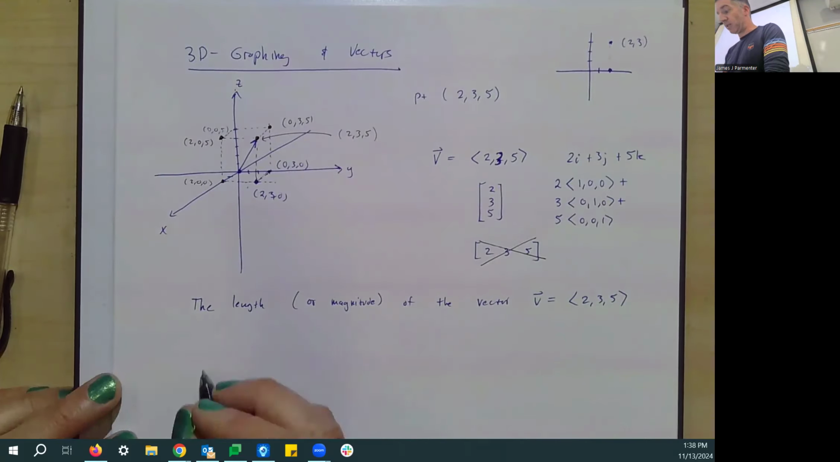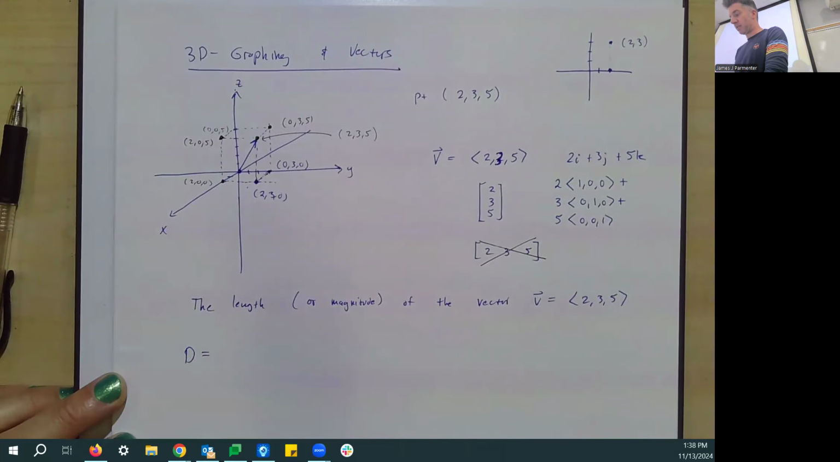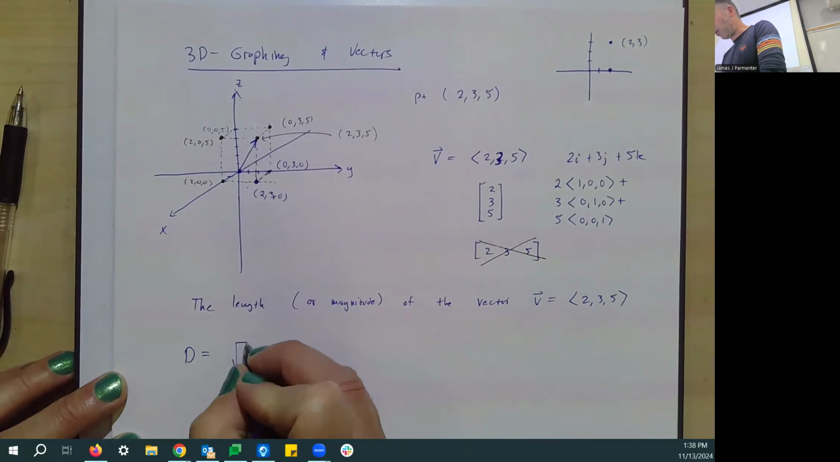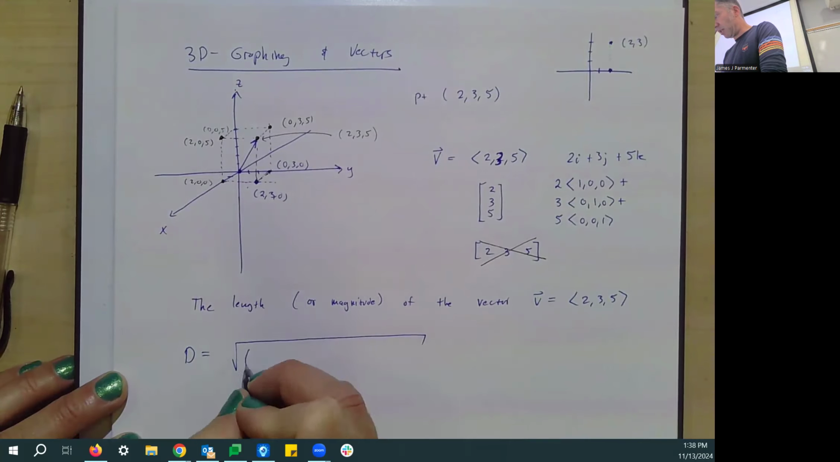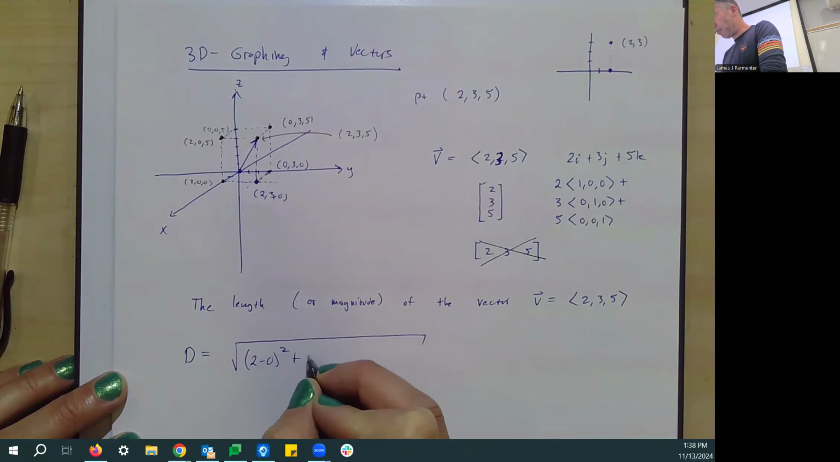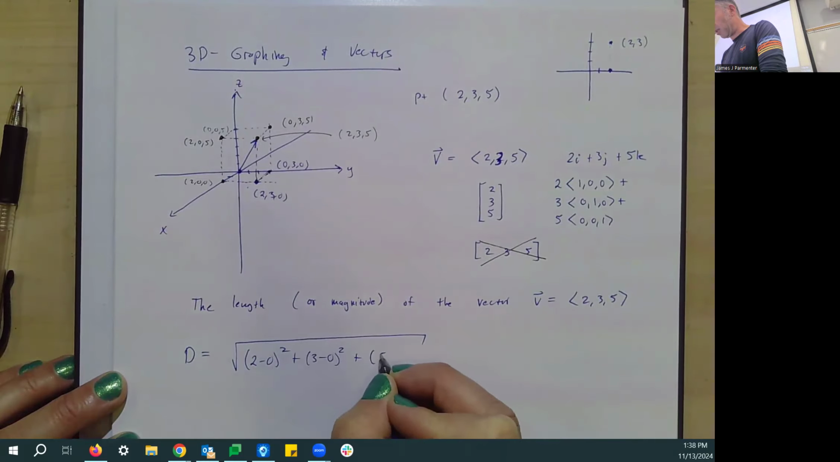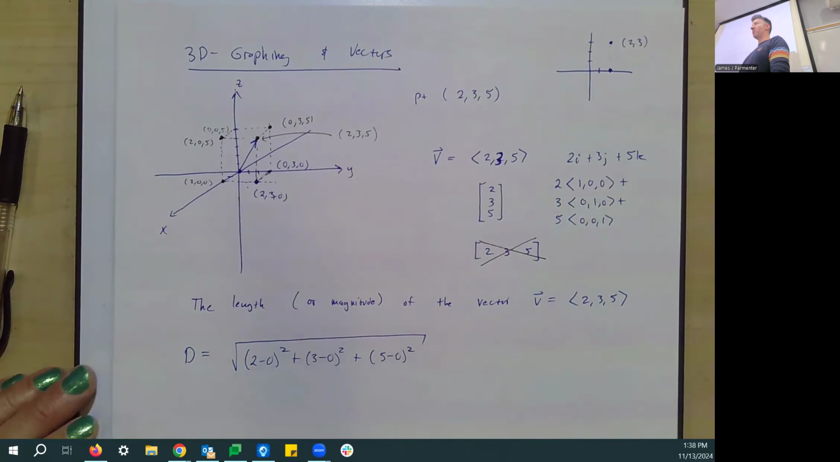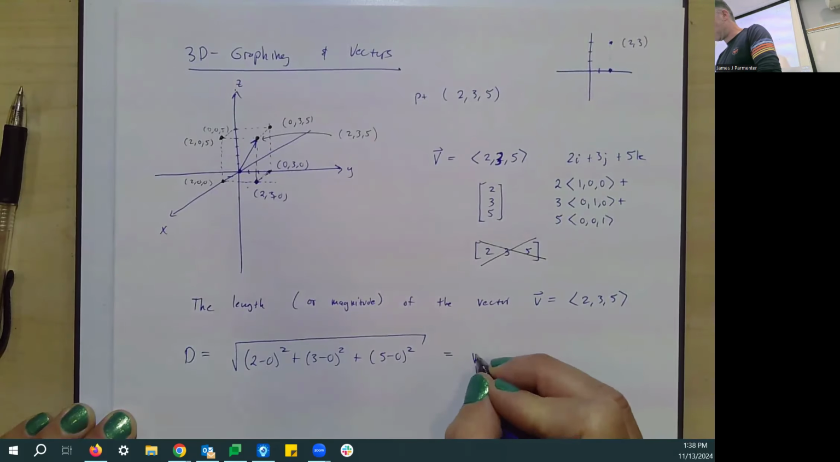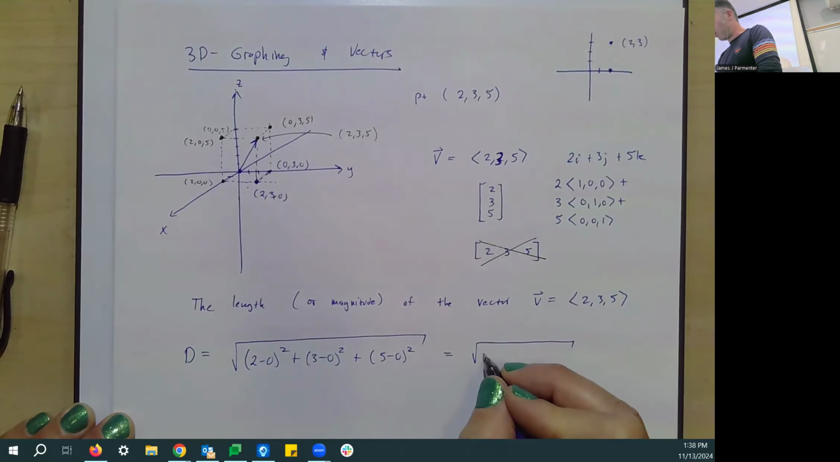Because if you want to find the distance between 2 points, it's just going to be the square root of the difference in the x values squared, plus the difference in the y values squared, plus the difference in the z values squared. But when you're starting from the origin, those initial points are just 0, 0, 0, so you don't really need to write them. So we can just think of the magnitude of a vector as the square root of the sum of the squares of the components.